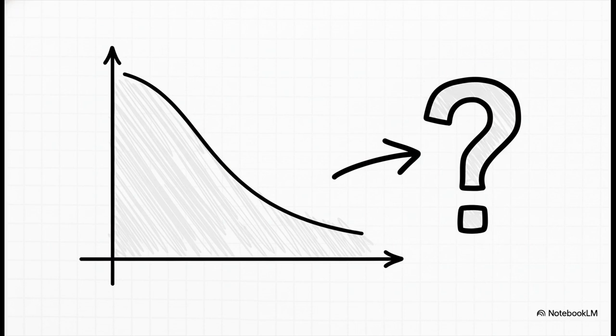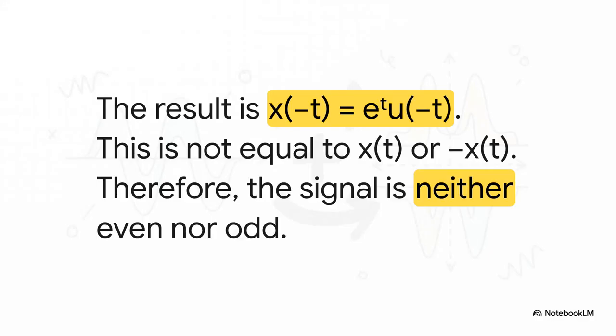Well, let's find out. Let's take a really common signal from your course, this causal decaying exponential. That's x of t equals e to the minus t multiplied by the unit step function u of t. So we run the test. When we find x of minus t, we get e to the positive t times u of minus t. Now you can see right away that's not the same as what we started with, and it's not the negative of it either.